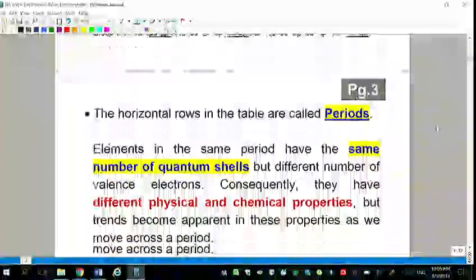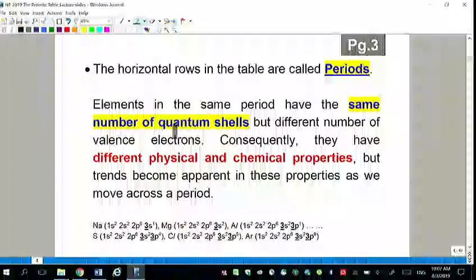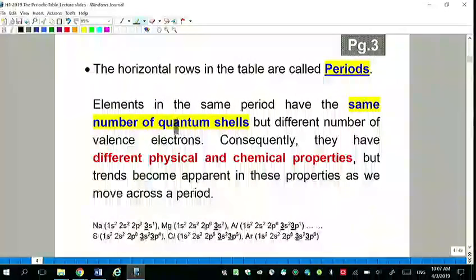Then the horizontal rows are what we call periods. Across the period, elements have the same number of quantum shells, or to use a simpler word, the same number of electron shells. But they do not have the same number of valence electrons. Because of that, they have different physical and chemical properties. But we will be looking at the trend of these elements across the period.